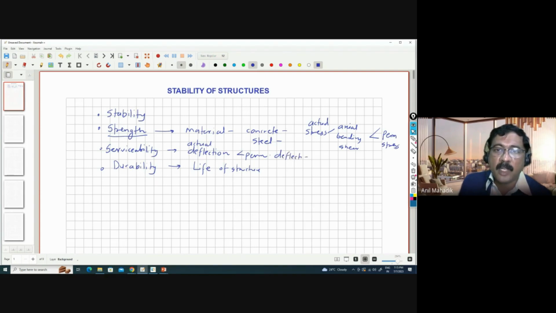So serviceability is related with the deflection. Now stability. What is the stability which is related? There is an IS code available for strength. There is an IS code for serviceability, and some guidelines are given regarding the durability. But as such, stability IS codes are not there.